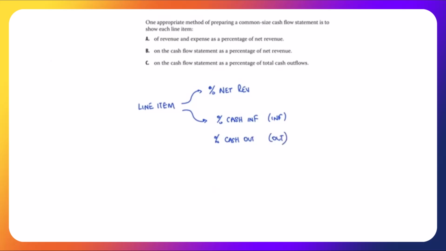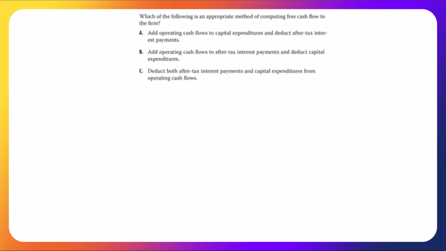What choices do we have? A, show each line item of revenue and expense as a percentage of net revenue. Well, no, because revenue and expenses are in the income statement, not the cash flow statement. B, on the cash flow statement, show each line item as a percentage of net revenue. Well, yeah, we're talking about the cash flow, so, geez, how bad was A? C, as a percentage of total cash outflows. Now, you can't say that because you don't show the inflows as a percentage of cash outflows, so the answer is B.